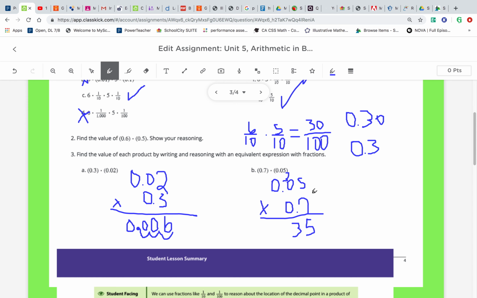You're going to count the numbers that are to the right or behind the decimal point. We have 1, 2, and then down here we have a third. So we're going to go 3 places to the left. There isn't a decimal point yet, which means it's at the end. We're going to go 1, 2, and then 3. So we need a 0 here, and then the decimal point goes here. We can put a 0 in front of that. This 0.035 is 35 thousandths.